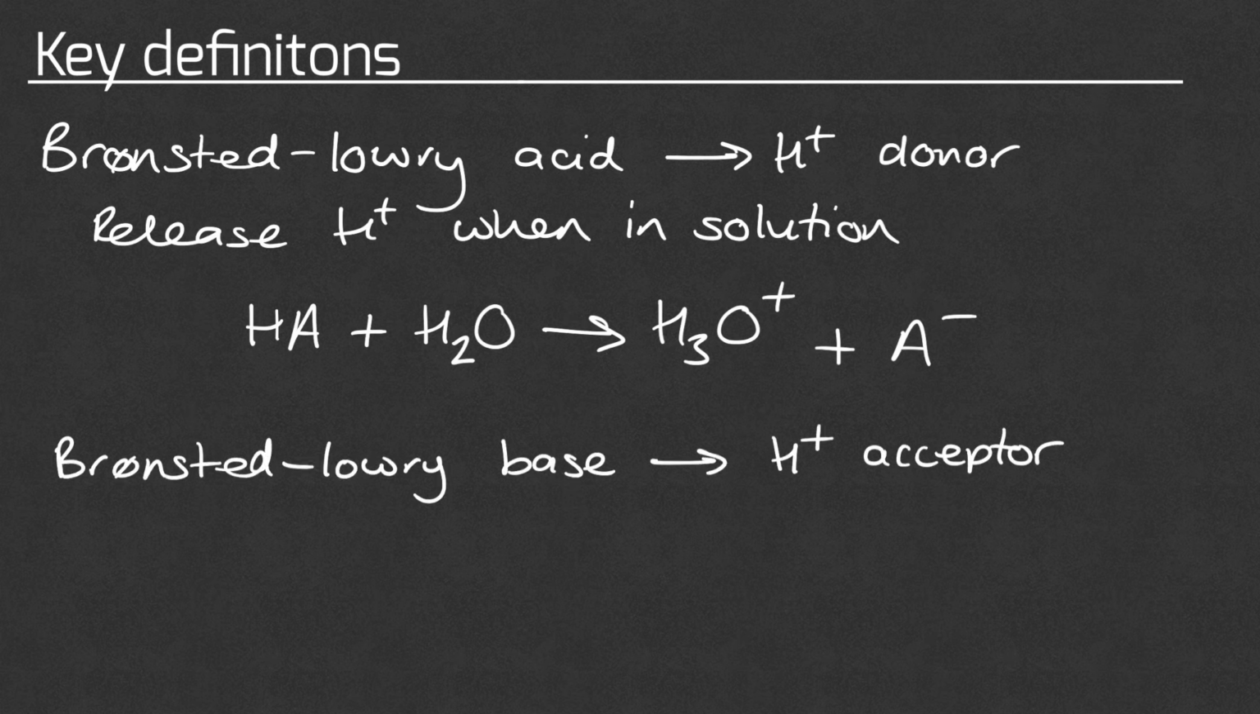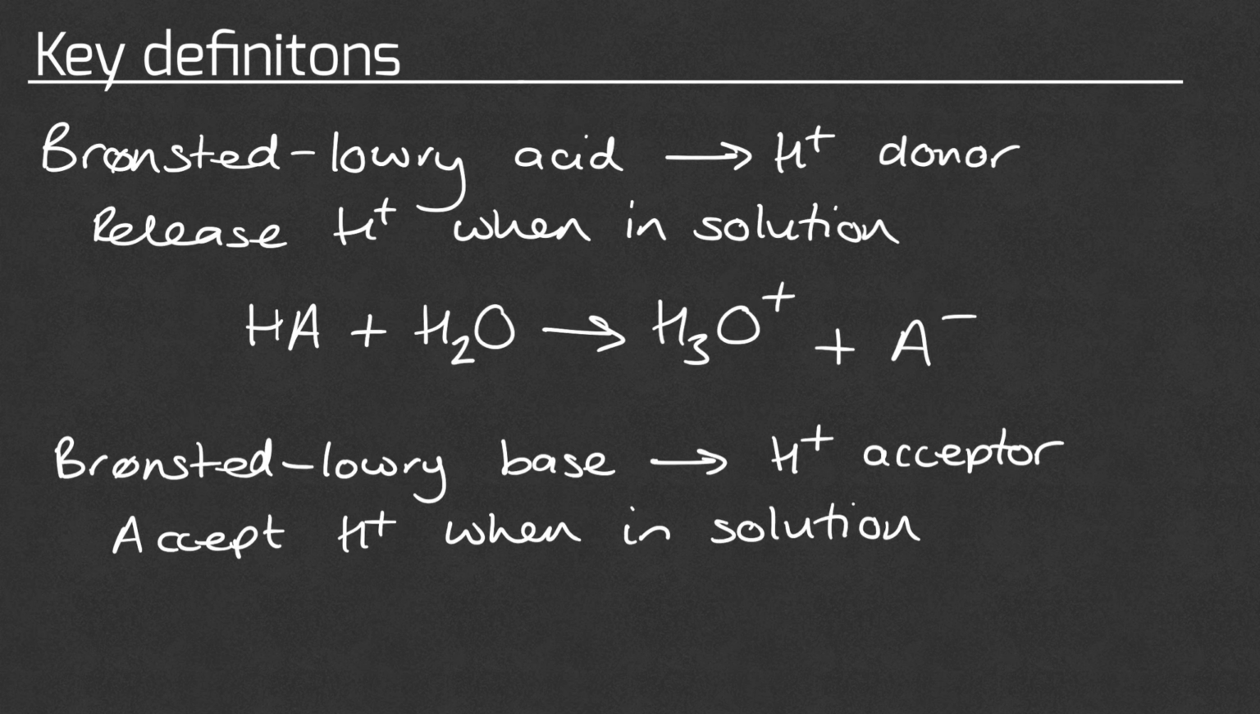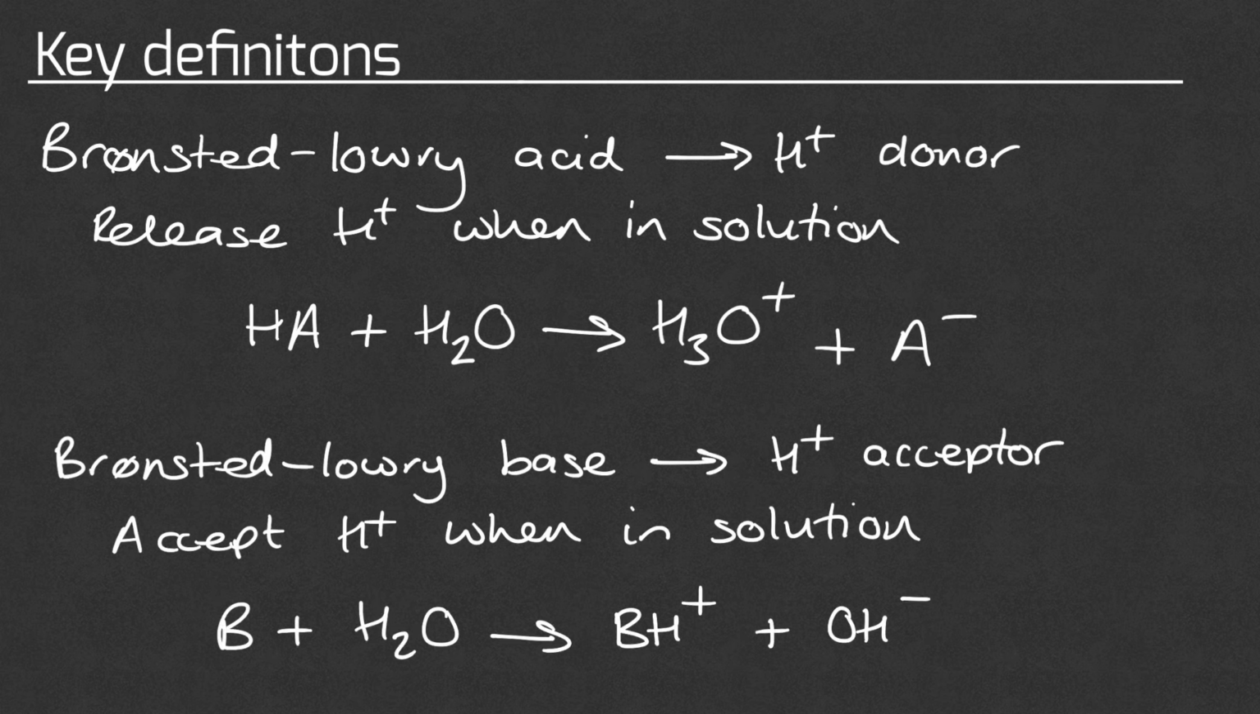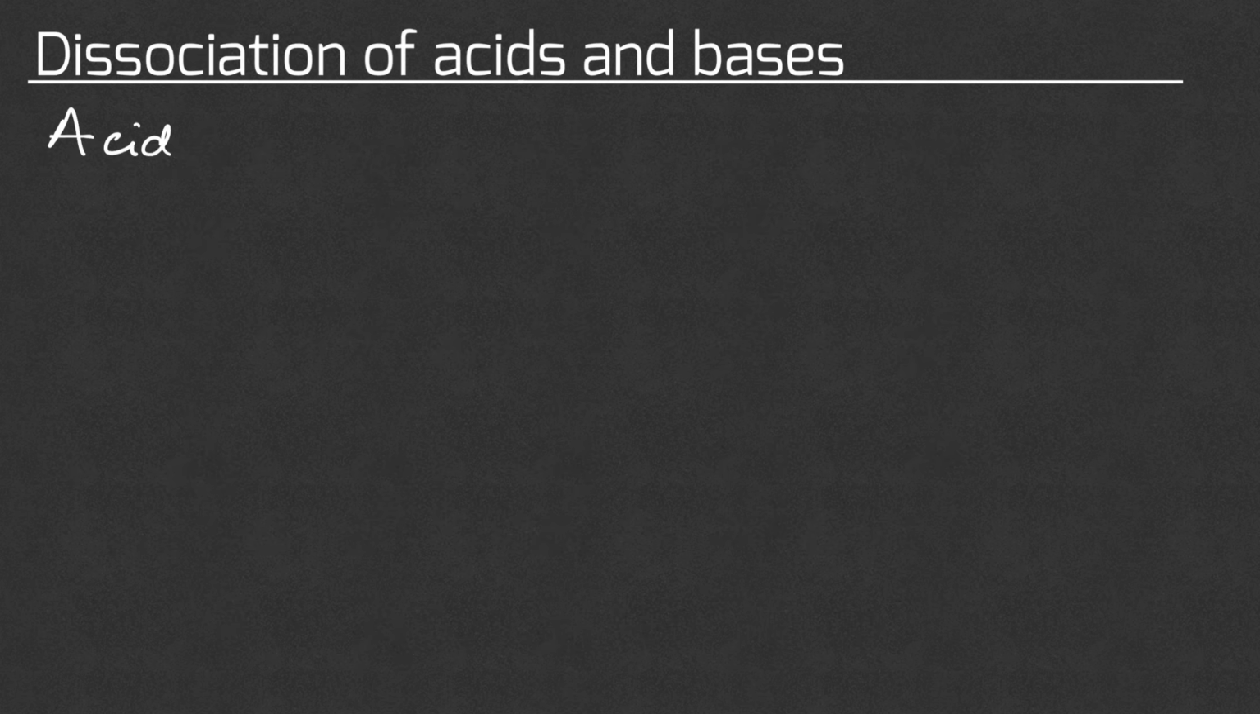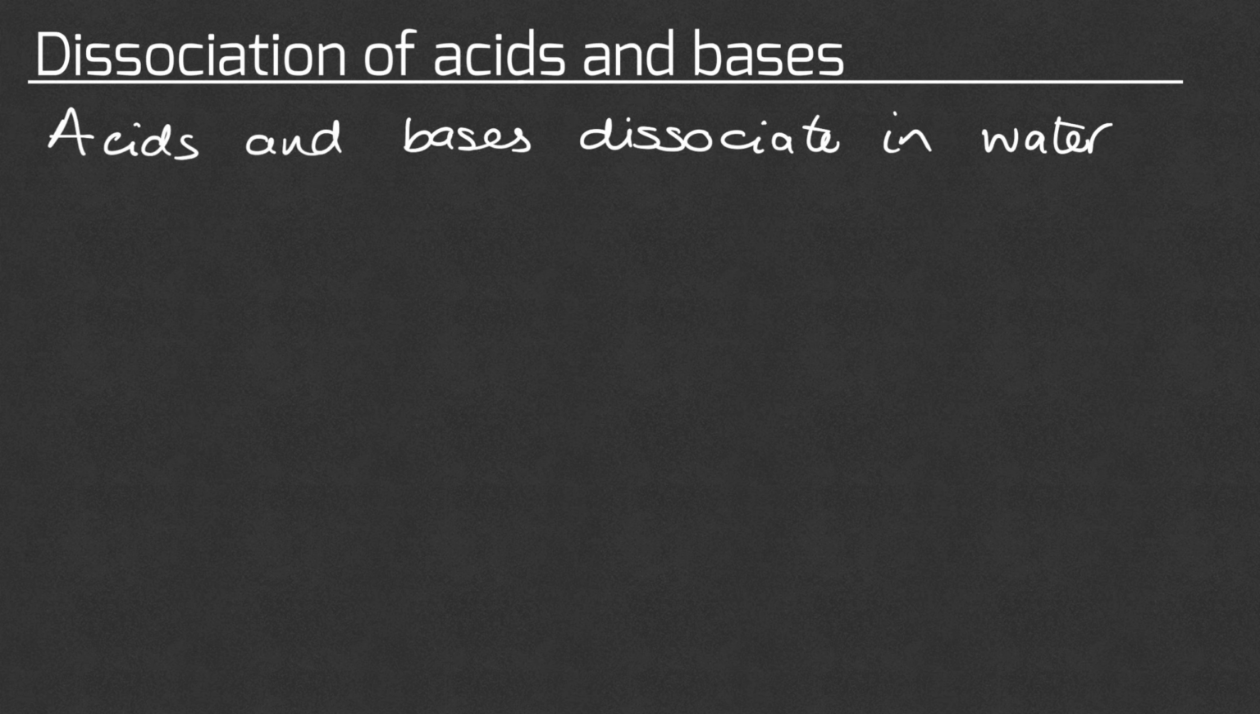Likewise, a Bronsted-Lowry base is a proton or a hydrogen ion acceptor. So similar to the acid, it will accept a H+ when it's in solution. Again, this is a general equation to illustrate how when a base is in solution, it can remove a hydrogen ion from the water to form BH+. Acids and bases dissociate in water, so this means they break apart into their constituent ions when they're dissolved in a solution.